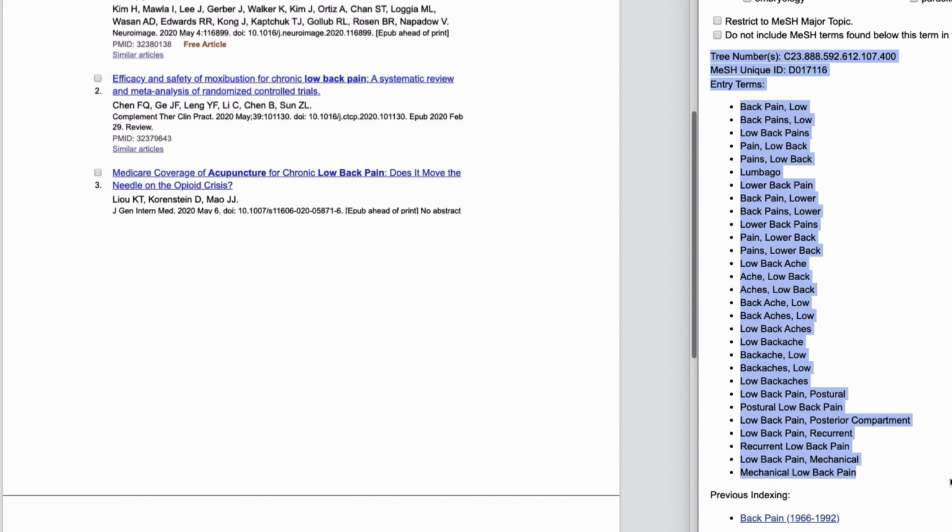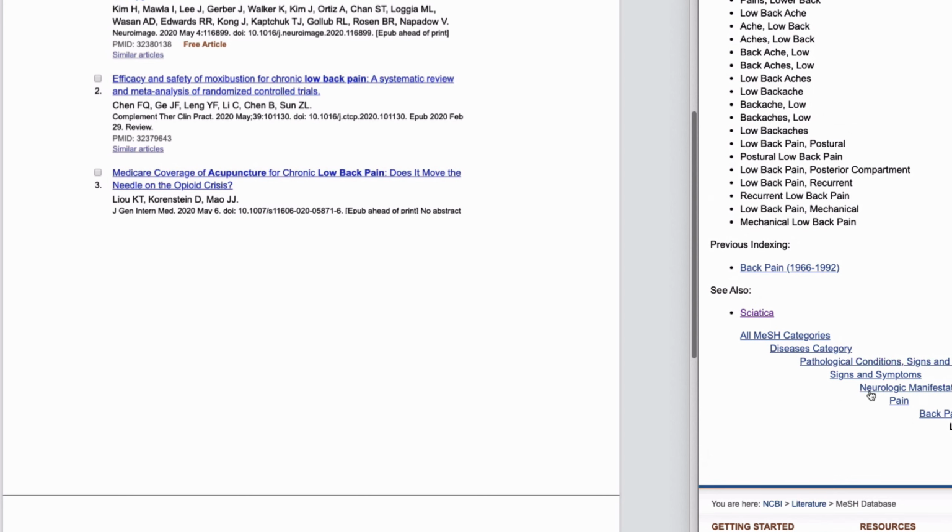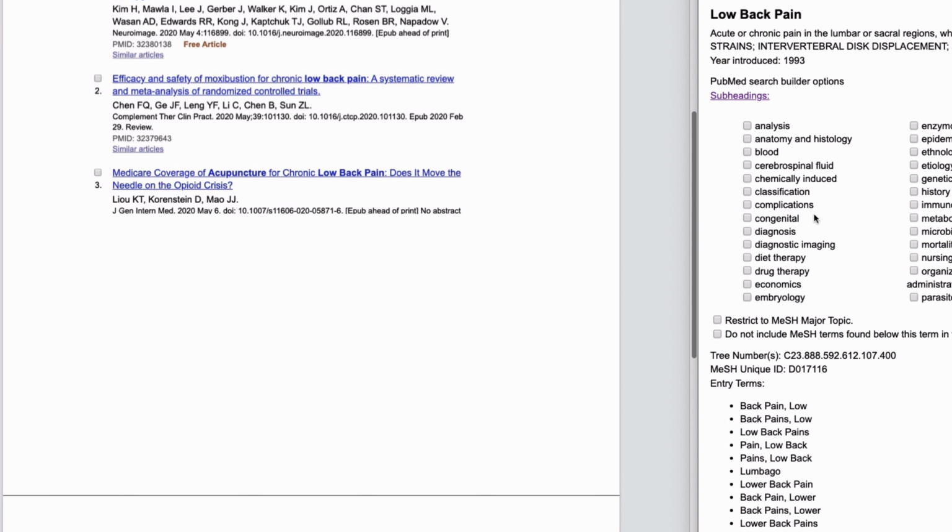Please look at this. By searching low back pain with the MeSH term, you are actually finding all these synonyms, like mechanical low back pain, recurrent low back pain, backache low. Yes, there is a term, low backache. And this is the tree structure, so back pain and low back pain. Back pain is included in the MeSH term. You are getting specific by using low back pain. And there are subheadings, if you want to be very specific, like low back pain treatment or low back pain surgery.